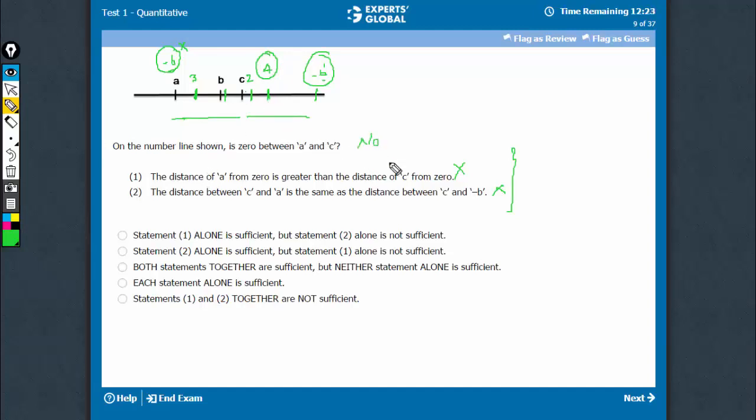To reach this no, remember, no is also an answer. It's a unique answer, consistent answer. To reach this no, we had to use both the statements, and therefore option C is the right choice.